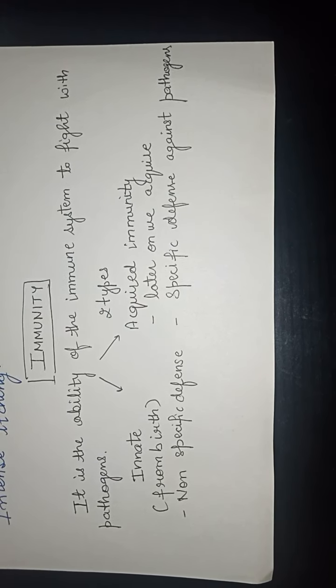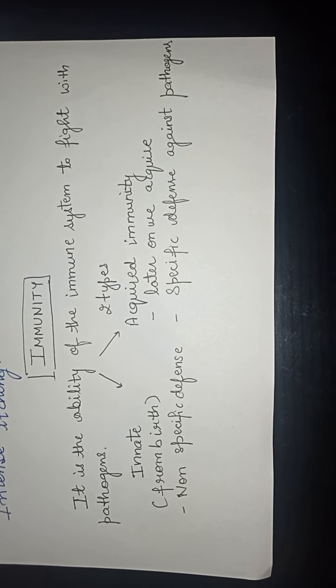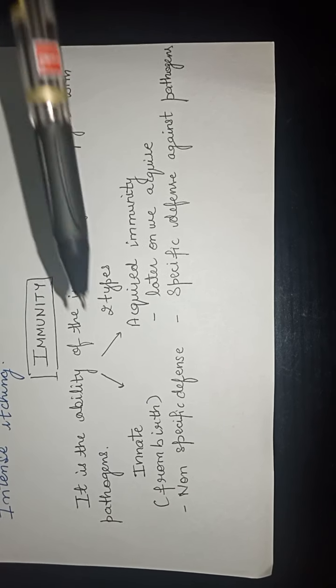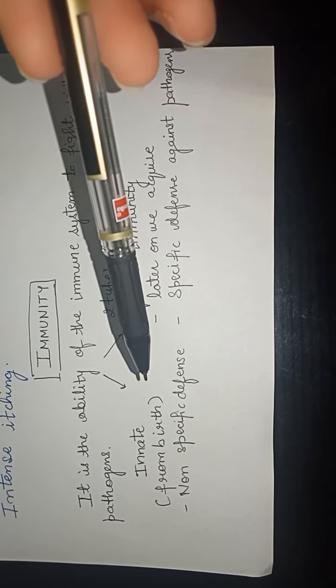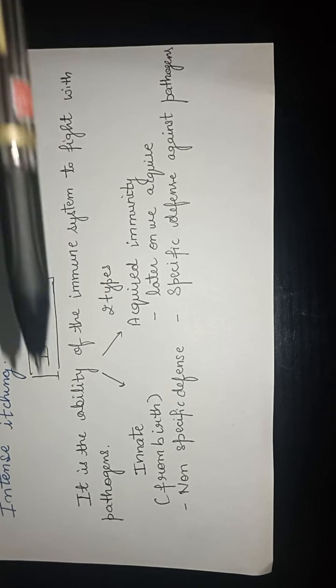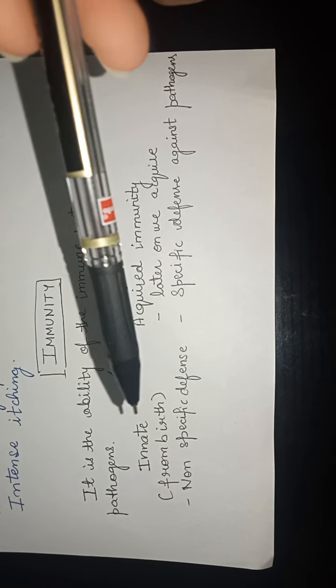What do you mean by immunity? Yes, all of you know that it is the ability of the immune system to fight against pathogens. Now, it is of two types. The first one is innate immunity, and the second is acquired immunity. Innate means by birth, or from birth.